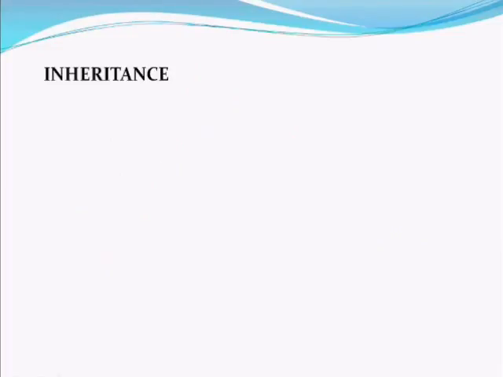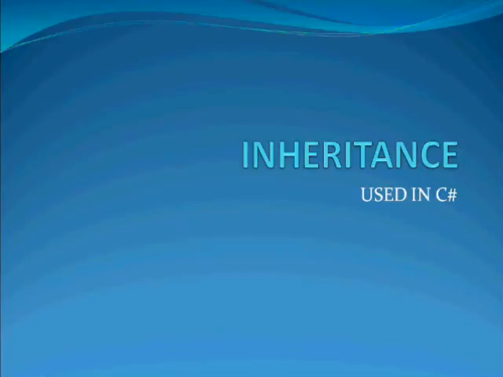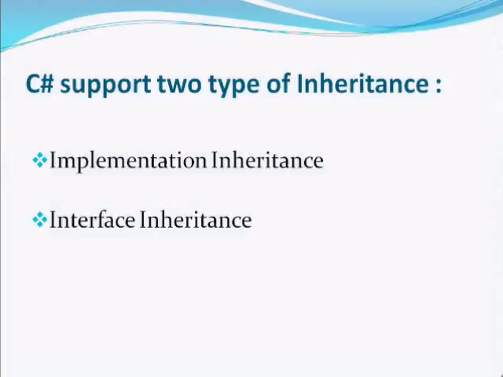Now we will look at how inheritance is used in C#, how it is used in Java, and how it is used in C++. How inheritance is used in C#. In C#, the specialization relationship is implemented using a principle called inheritance. This is not the only way to implement specialization, but it is the most common and most natural way to implement this relationship. There are two types of inheritance used in C#. They are implementation inheritance and interface inheritance.